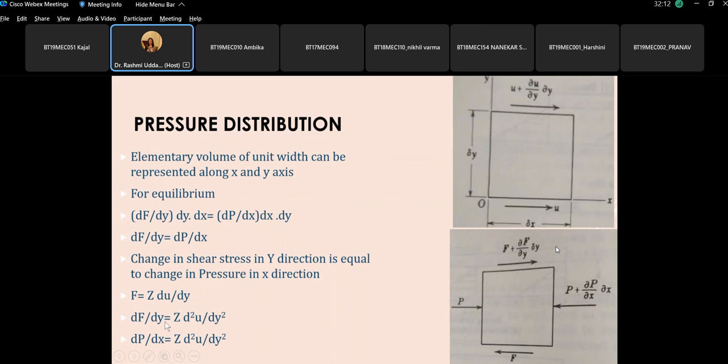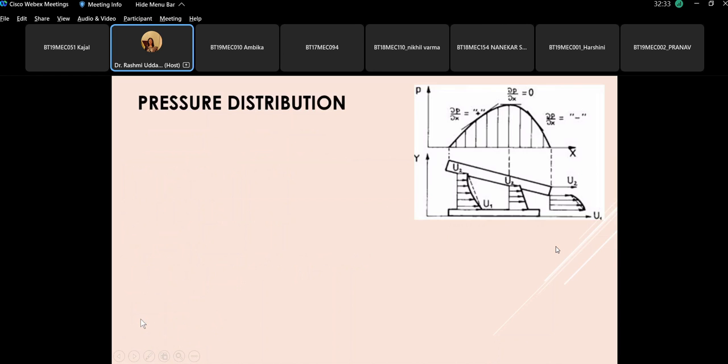So continuing with this, del P by del X is equal to Z, the absolute viscosity, times the second derivative of velocity U. Let me repeat: U is the velocity of the oil, Z is the viscosity of the oil, P is the pressure, and F is the shear force. Now look again here at the converging film. When this oil is moving between a stationary plate and a plate which is continuously moving, this is how the oil film is forming and the velocity is changing.